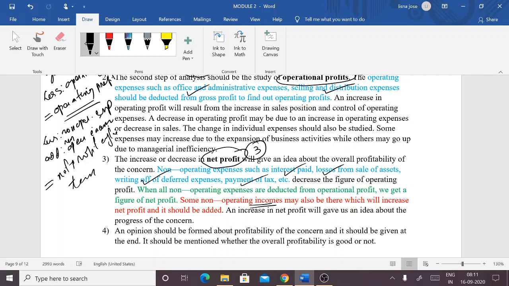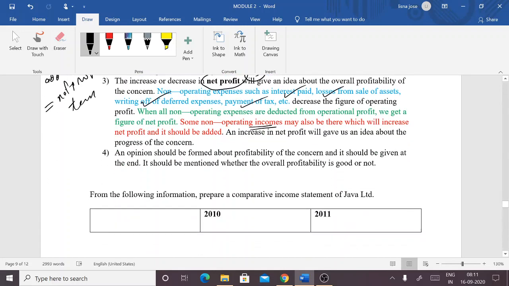And here also, if the non-operating expenses increase, and if the payment of tax also increases, then automatically that will result in a decrease in net profit. And finally you can comment on the overall profitability position of the concern.